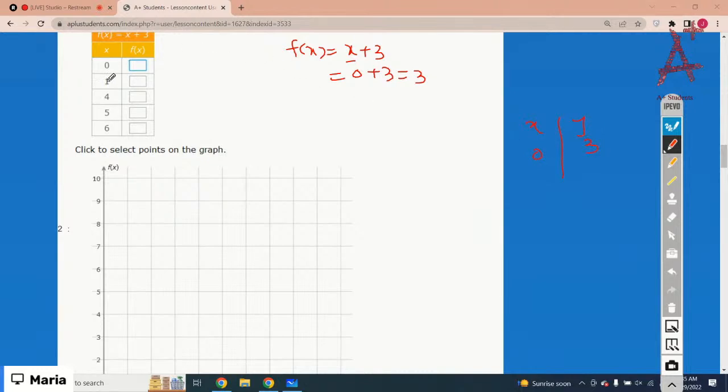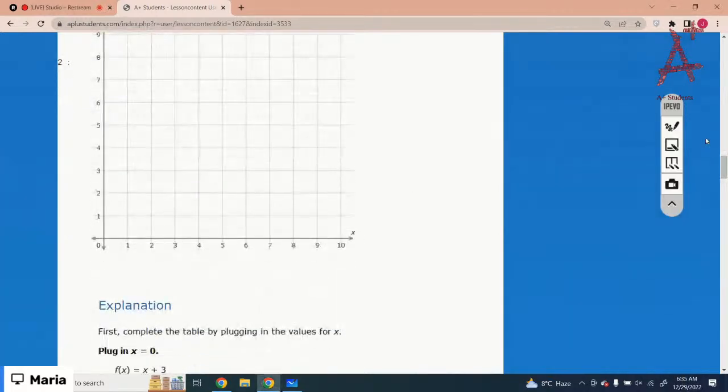Got it? Now the next one is x is 1. It would be 1 plus 3. 1 plus 3 is 4. So when x is 1, y is 4. X is 4. 4 plus 3 is 7. So when x is 4, y is 7. So when x is 5, 5 plus 3 is 8. It would be 5 and 8. So when x is 6, it would be 6 plus 3 is 9. Here you have 6 and here you have 9. So just plot all these points on the graph and join them to make a line.